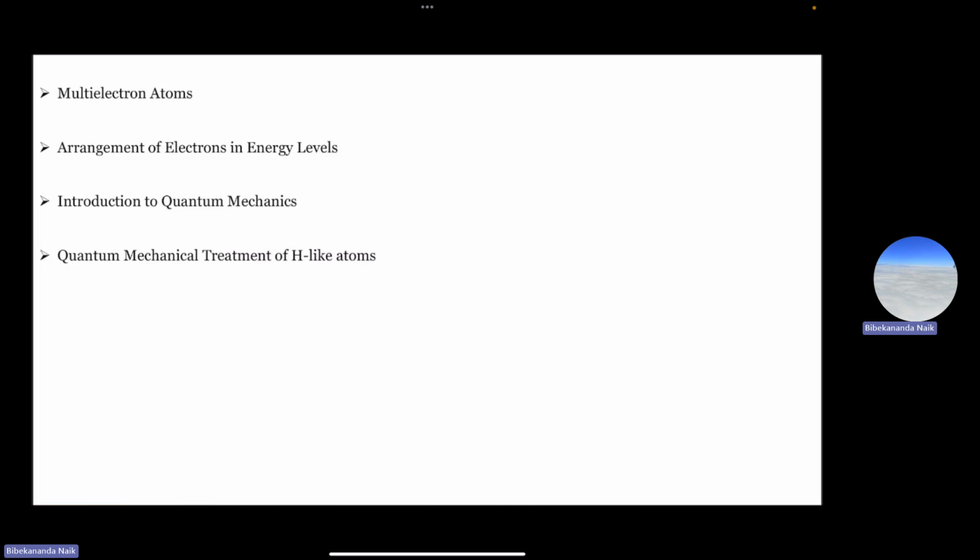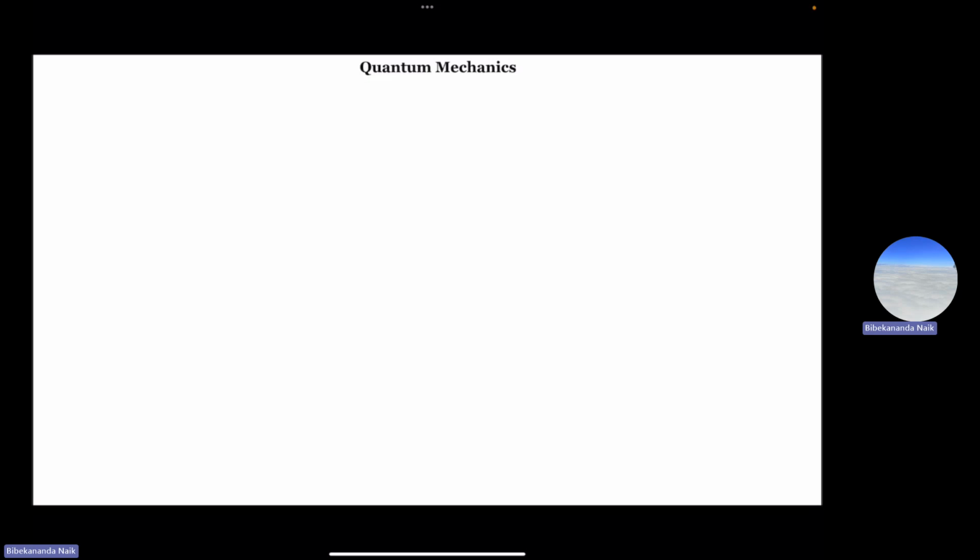Then, in order to get more information about the structure of the atom of hydrogen, the quantum mechanical approach was also discussed. There was some basic introduction about quantum mechanics, and then the quantum mechanical treatment of hydrogen-like atoms was also covered in the week's lecture. So I will first give you a brief introduction to quantum mechanics, and then we will start solving the sample questions that will help you in solving the assignments as well as in your exams.